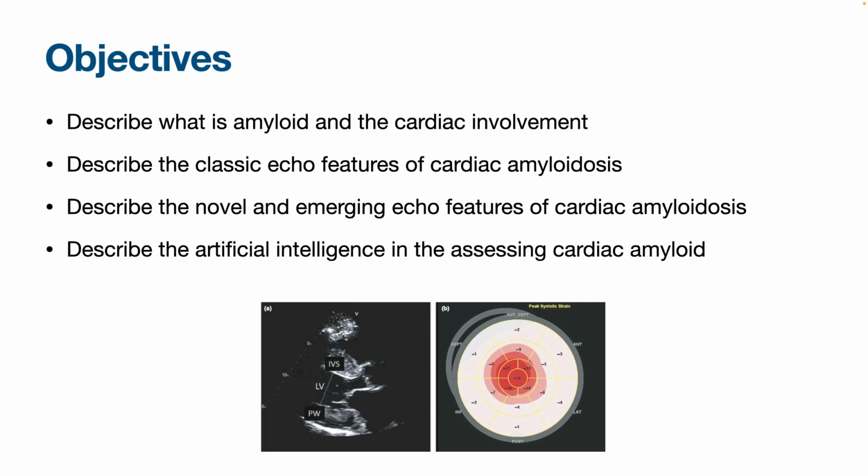The objective today is to talk about what is amyloid and the cardiac involvement. We'll talk about the classic echo features of cardiac amyloid and describe the novel and emerging echo features, and also some of the more novel ways of detecting cardiac amyloid, including ways that we can do with artificial intelligence.